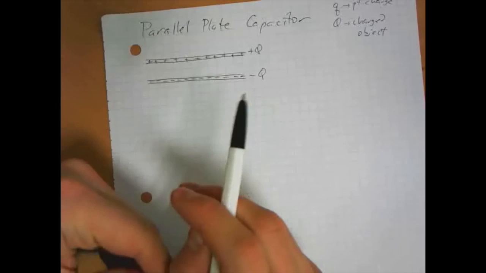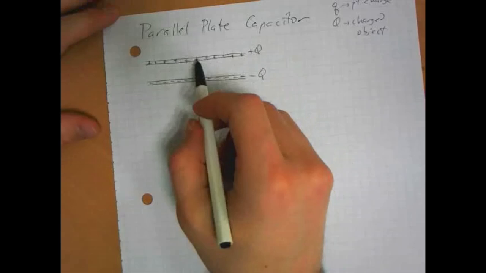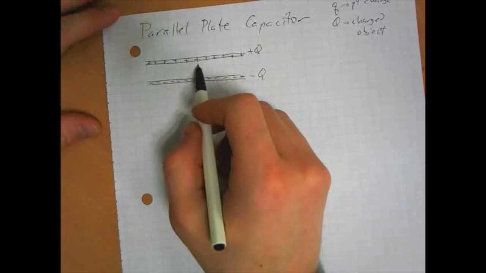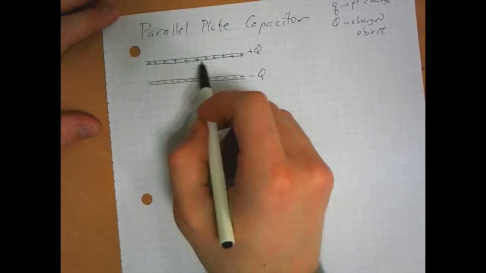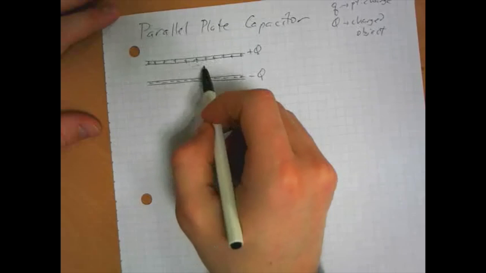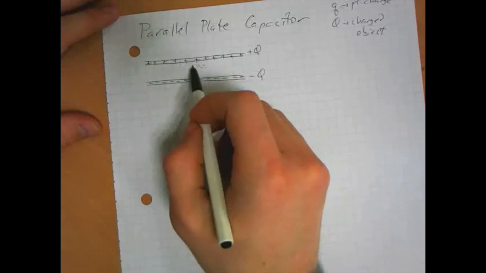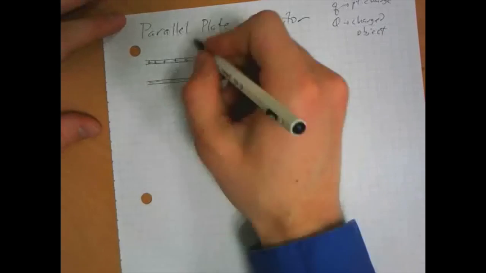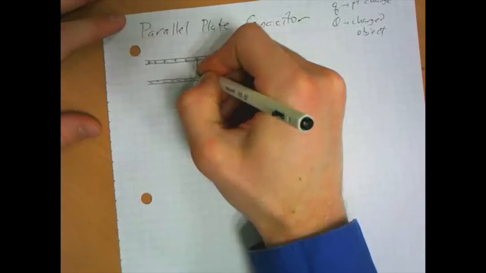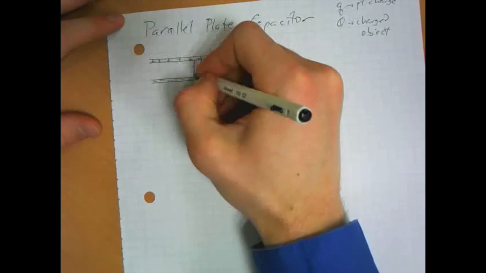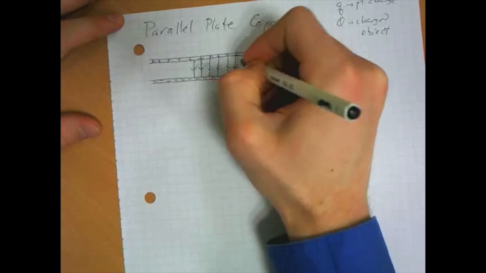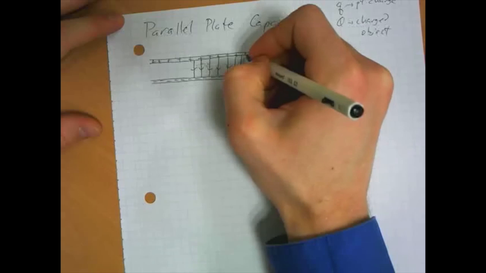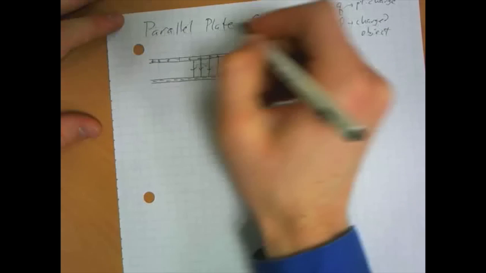If we think about this, now right here, let's consider a point out in the middle here. From this guy, there's an E field going down. From this guy, there's an E field going this way. From this guy, there's an E field going this way. This guy, there's an E field going this way. And so in an ideal capacitor, all of these horizontal components cancel out. And so you're left with a field that just goes straight down. And that happens pretty much all the way through the capacitor. At the very edges, it might do a little bit of bend out a little bit.